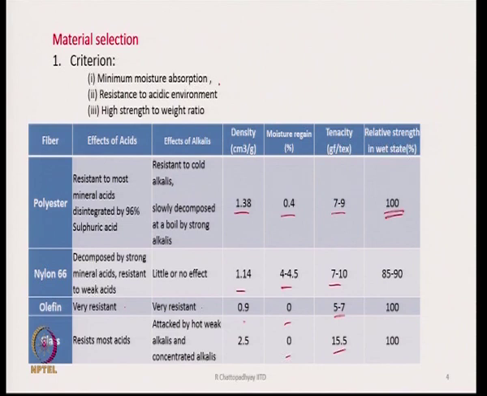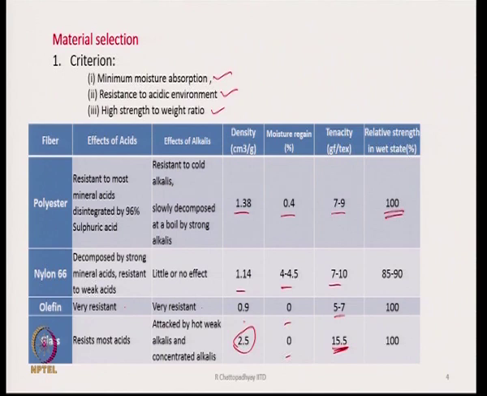So, the criteria should be minimum moisture absorption, resistance to acidic environment and high strength to weight ratio, so that the overall weight of the fabric is minimum. Therefore, high strength to weight ratio is always good for us. Now, the moment it comes to high strength to weight ratio, glass is very heavy, 2.5 is the density. Though it has a very high tenacity, density wise it is very high, and therefore, glass fabric will be very heavy for this particular purpose. So, we have to discard glass.